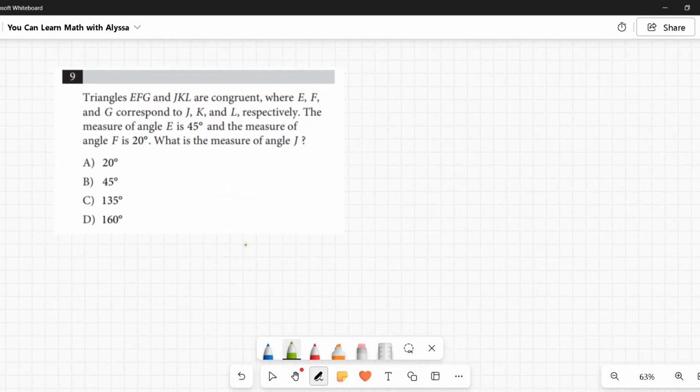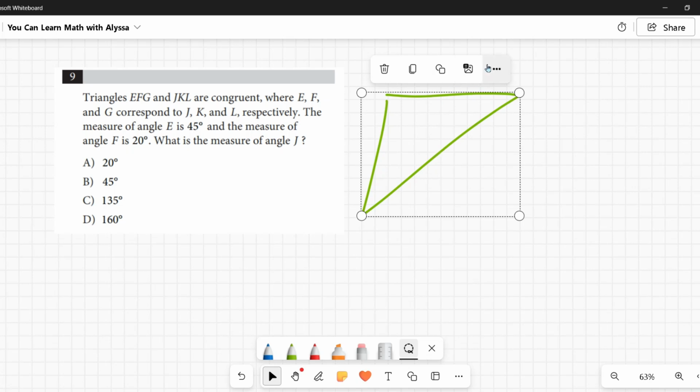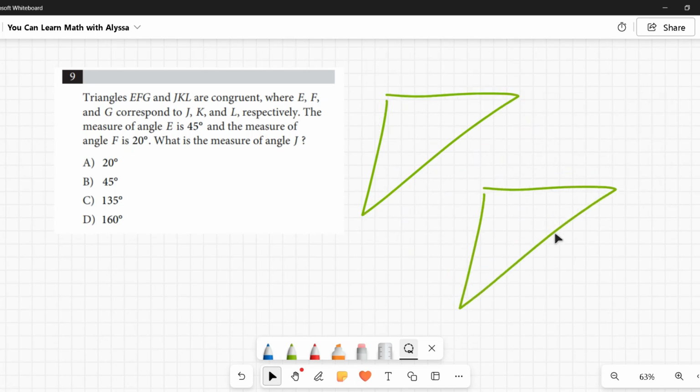Number 9, triangles EFG and JKL are congruent. Okay, so let's say, boom, boom, boom. I have this poorly drawn triangle. I'm going to select it and duplicate it. So, okay, I've got 2 congruent triangles here.